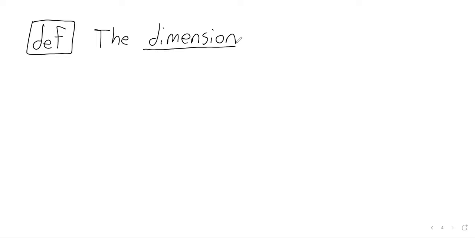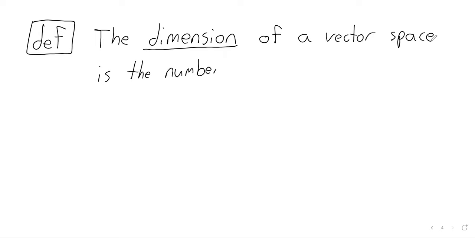Definition: the dimension of a vector space is the number of vectors in its basis. And that's that.